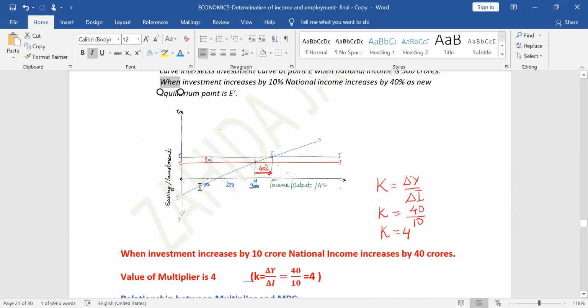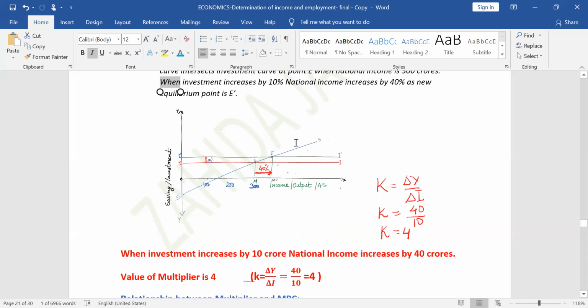You will note that in the diagram, the x-axis represents national income, output or aggregate supply. In this lesson, the x-axis is always national income, output or aggregate supply. Here the y-axis shows saving and investment. Now, this red line, II, is the investment curve, which remains constant at all levels of income. Whether the income is 100, 200, 300, it is constant because in the short period, investment cannot be changed easily.